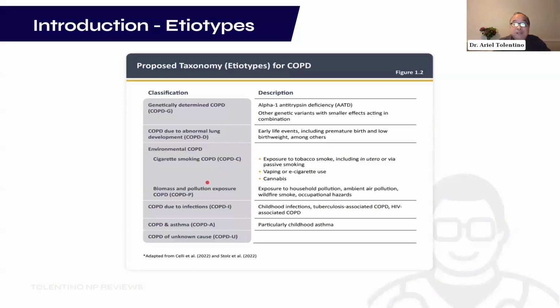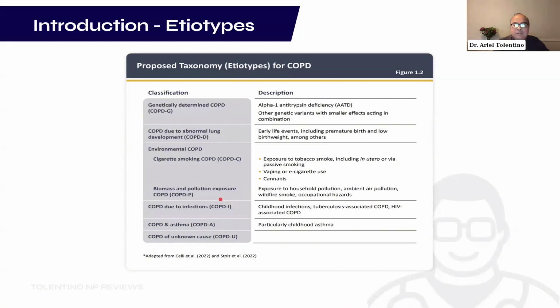We also have COPD-P, and COPD-P is related to exposure to pollutants, the burning of biomass, the exposure of humans to suspended particles or fumes in the workplace. We also have COPD-I. COPD-I is related to infections, and very important to consider would be tuberculosis, HIV-associated COPD, and recurrent childhood infections. We also have COPD-A, alpha, and this refers to COPD with asthma.